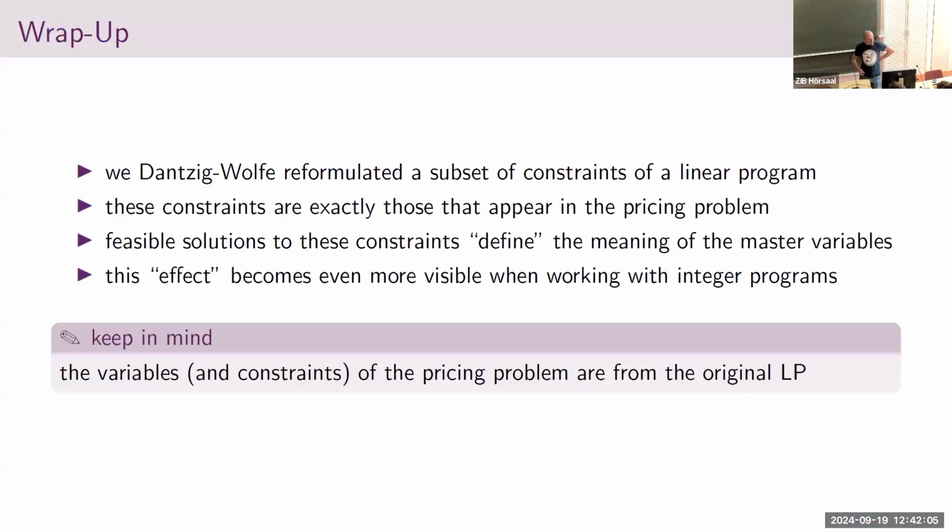Okay, so what did we do? We reformulated a subset of the constraints. The constraints are those that we reformulated, right, that appear in the pricing problem. So it's an automatism. You just say this will be reformulated. These will be the constraints in my pricing problem. These are also the variables in the pricing problem. And these exactly define the meaning of the variables that I have in my master problem.